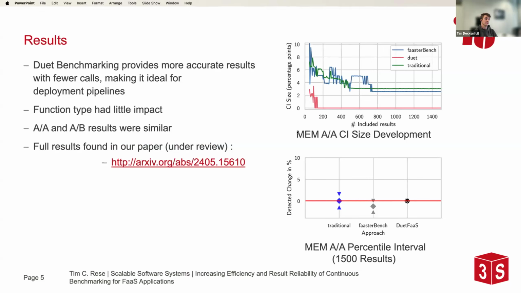Also, AB and AA configurations were very similar, and duet benchmarking outperformed the other approaches in 99.65% of cases, so in almost all. On the right here, you can see just a quick overview of our memory results. However, the full results you can find in our paper, which is currently still under review, but will hopefully be published soon. So yeah, that's already it.